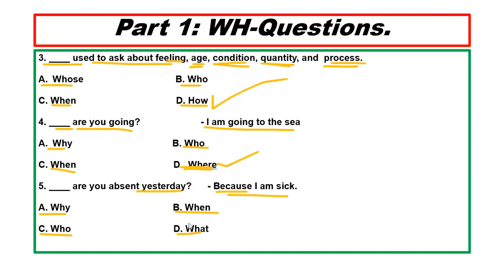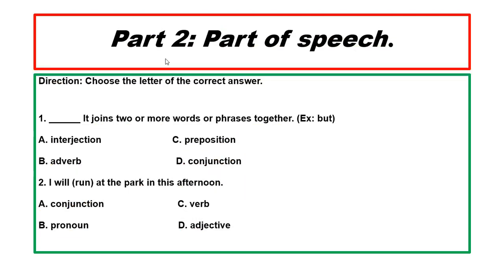So what do you think the answer is? Of course, why. So from this word here, this is the clue. It has a reason. So why are you absent? Why are you absent yesterday? Because I am sick. So from because I am sick, it's already a reason. So the question here, or the WH question that we need to use, is why.